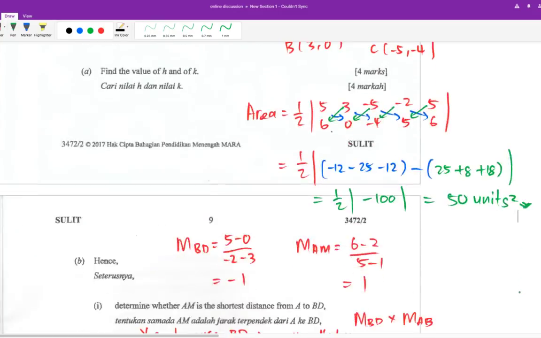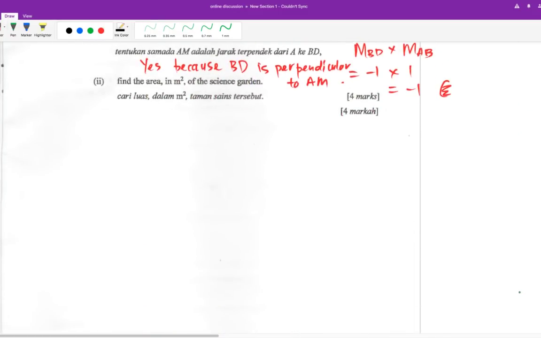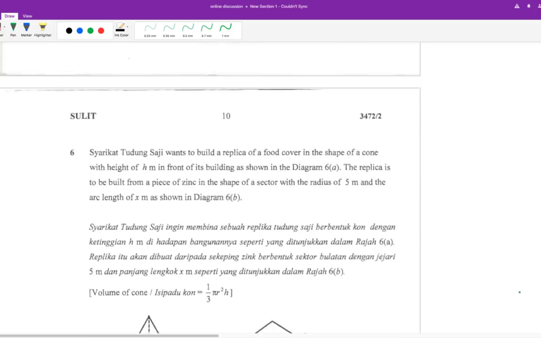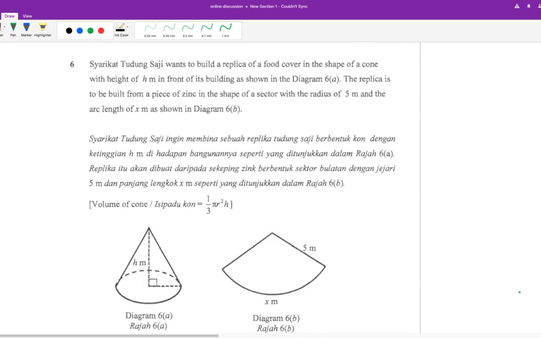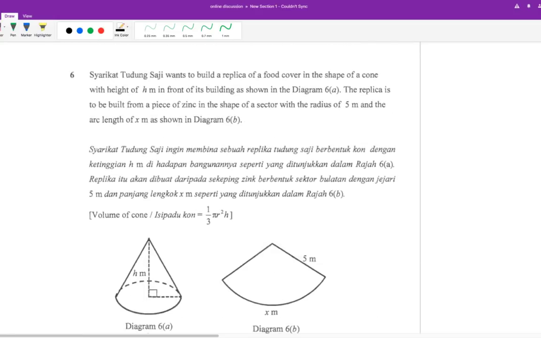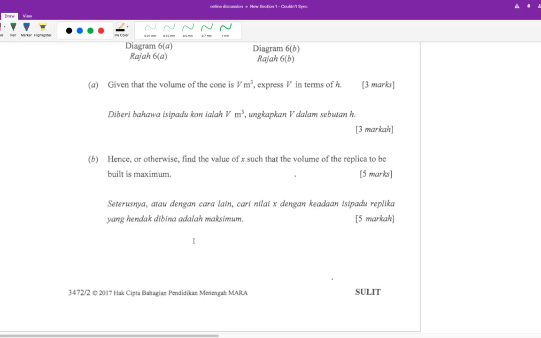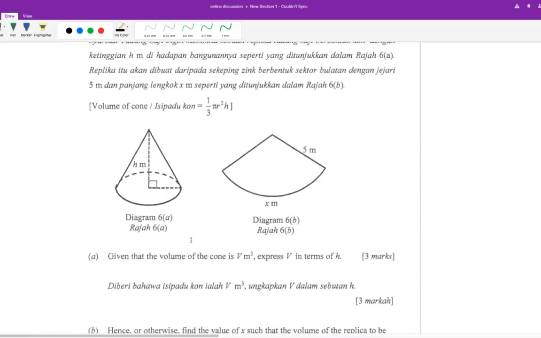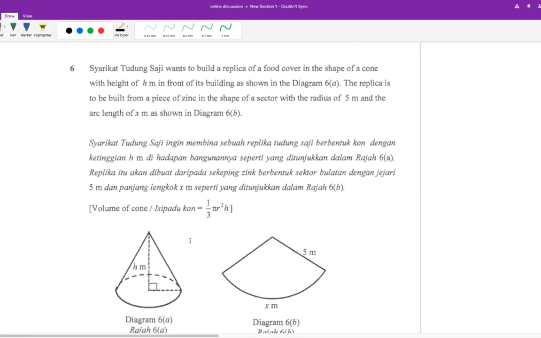Alright, this is how we find the area for any shape in the coordinates. Okay, this is question 6 over here. This is another KBAT question. We will finish this question 6 and then we will break for a while.